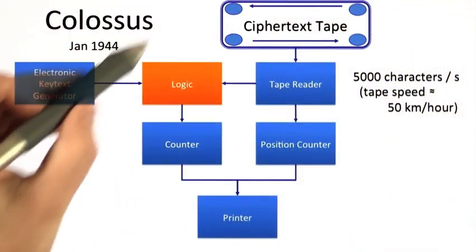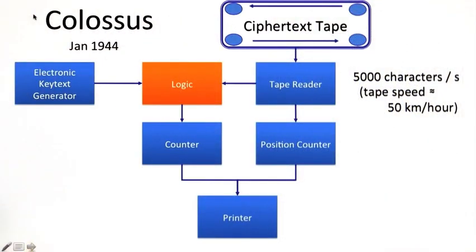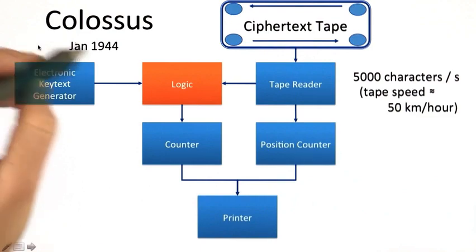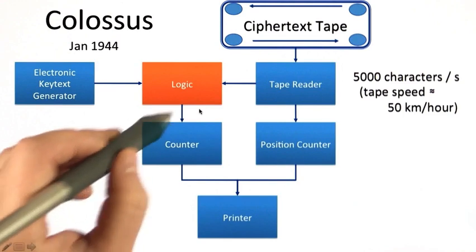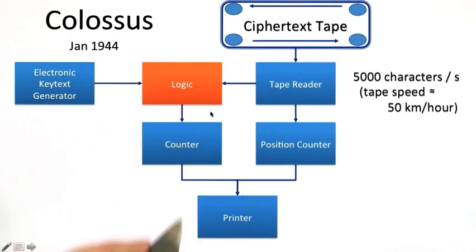And the faster machine was called Colossus. This was operational by January 1944. And the big change that made Colossus much faster and more useful than the Heath Robinson machines was that they replaced the configurations which were previously on a tape with an electronic key text generator. The logic is doing all the XORs and counting the number that are 0. And then it's printing out those tallies so you can go back and find the right configuration.